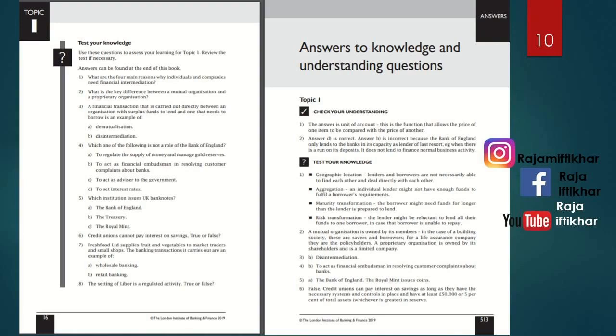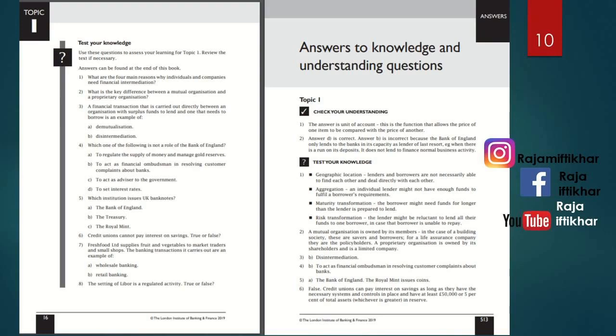But if you go on page number 513, you have check your understanding. So in this topic you had to check your understanding, and the answer is there. Then you have the question that I just mentioned. This slide tells you the reasons why individuals and companies need financial intermediation: geographical locations, aggregation, maturity transformation, and risk transformation.